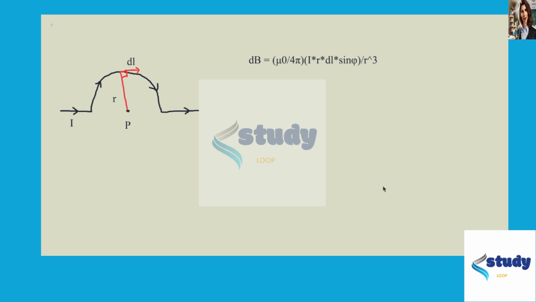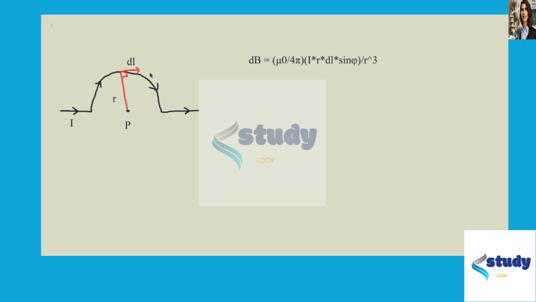All right, we're looking at question 28.34, and we have this semicircular current of wire, and we're looking at point P, and we want to find the magnitude and direction of the magnetic field at point P.